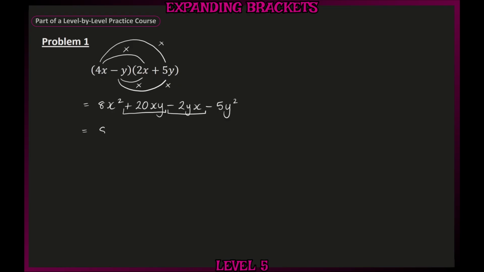So we have 8x squared, we have 20xy minus 2xy gives us plus 18xy, and that could also have been written as 18yx, and we have a minus 5y squared on the end. So our final answer to problem 1 is 8x squared plus 18xy minus 5y squared.